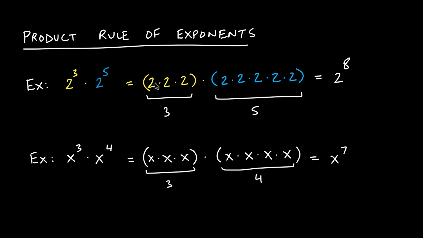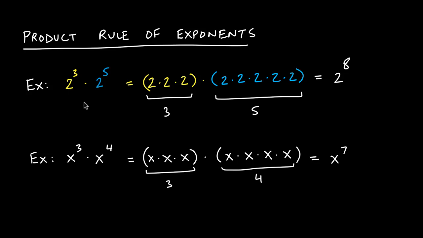Now if you notice, because all of these 2s are being multiplied, we can actually multiply all of them together. And if we count 1, 2, 3, 4, 5, 6, 7, 8, this in shorthand notation, or condensed notation, could be turned into 2 to the 8th power. Because there's 3 of them here and 5 of them here, and if we count all of them, this gives us 8 of them.